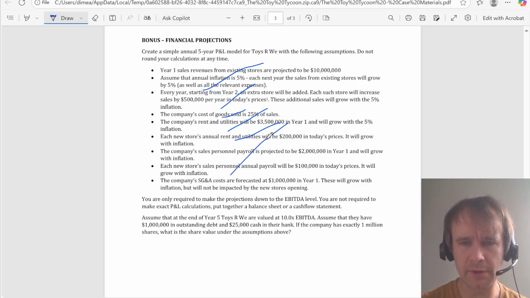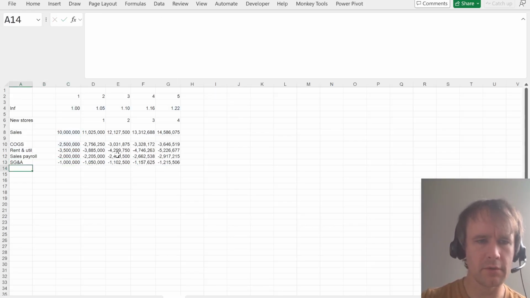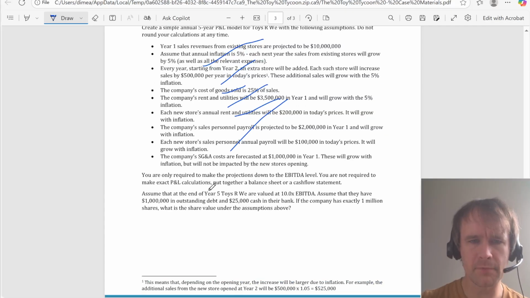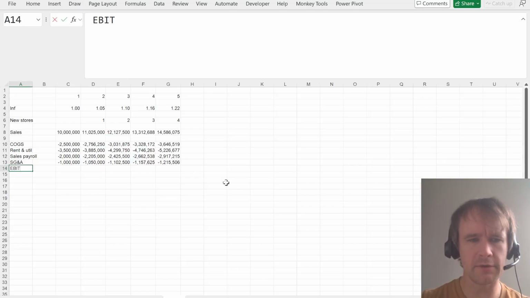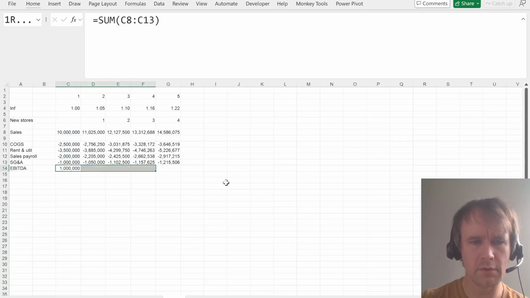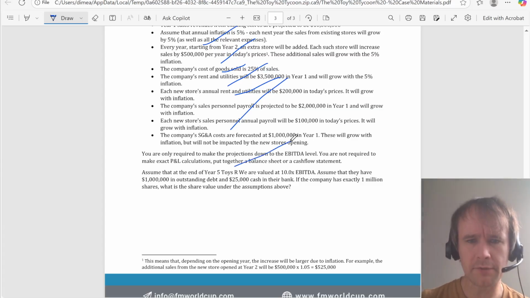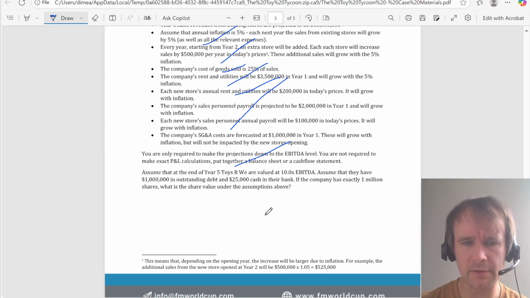SG&A costs 1 million in year one. Grows with inflation but will not be impacted by new stores. Okay. SG&A minus 1. Okay. Only required to make the projection down to EBITDA. I think it's just all of that stuff, right? Assuming at the end of year 5 they're valued at 10x EBITDA, they have $1 million in outstanding debt, 25,000 cash. The company has exactly 1 million shares. What is the share value under the assumption?